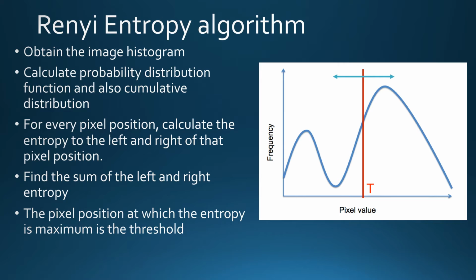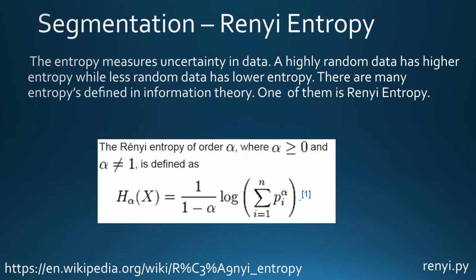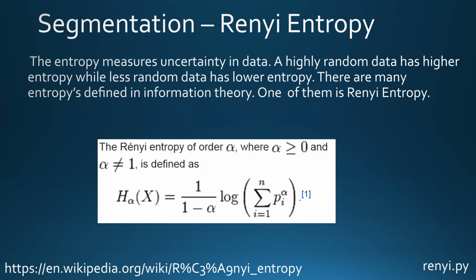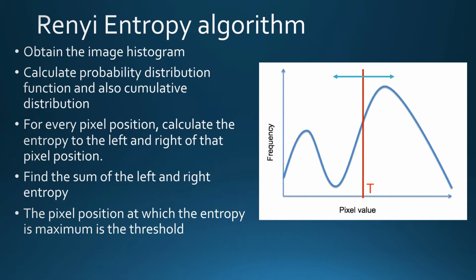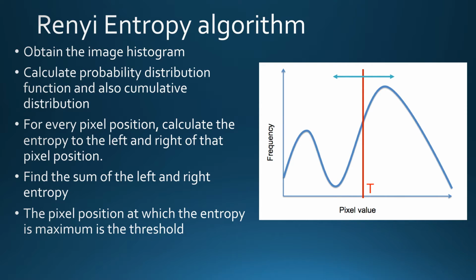We used an algorithm called Rényi entropy, which is not part of scikits, though scikits has other segmentation methods you can check out here. We programmed Rényi entropy, and the way it works is, if you have a histogram of an image, you calculate the Rényi entropy, H alpha. You calculate the total Rényi entropy to the left and to the right, and the sum of those two is the total Rényi entropy. You repeat this for every pixel, and the point at which this entropy is at its maximum is the threshold.